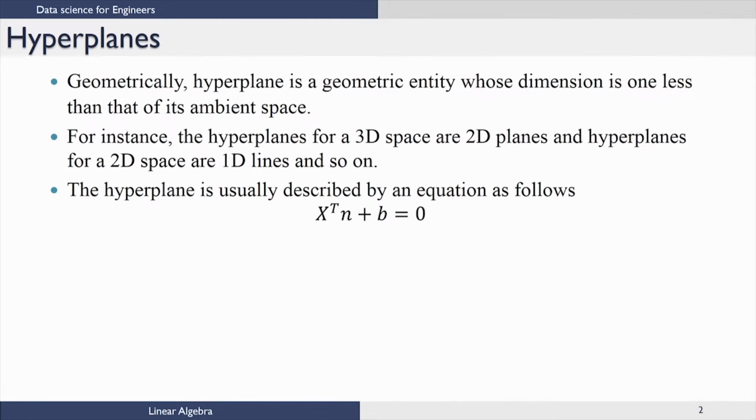We will continue with our lectures on linear algebra for data science. Today I will talk about hyperplanes, half-spaces and eigenvalues, eigenvectors and so on. Let us start this lecture with hyperplanes.